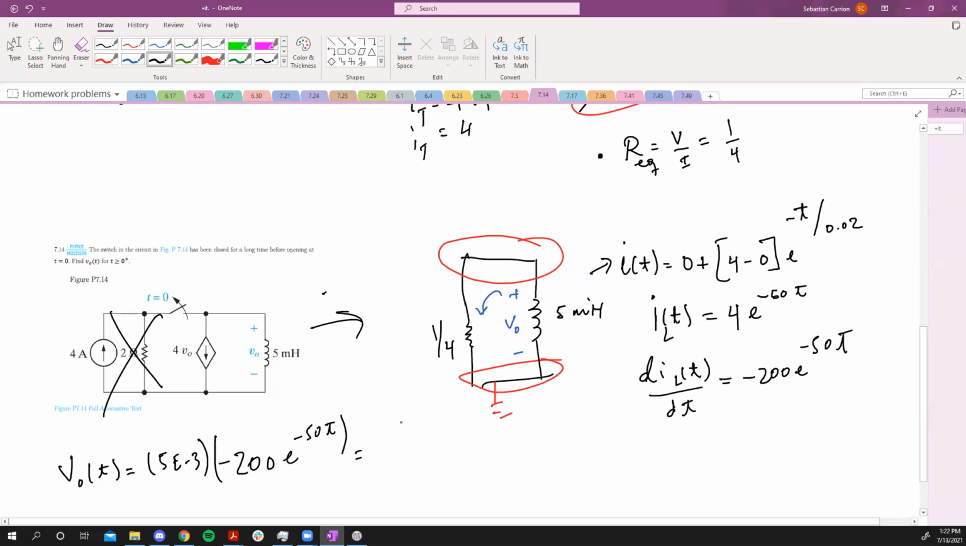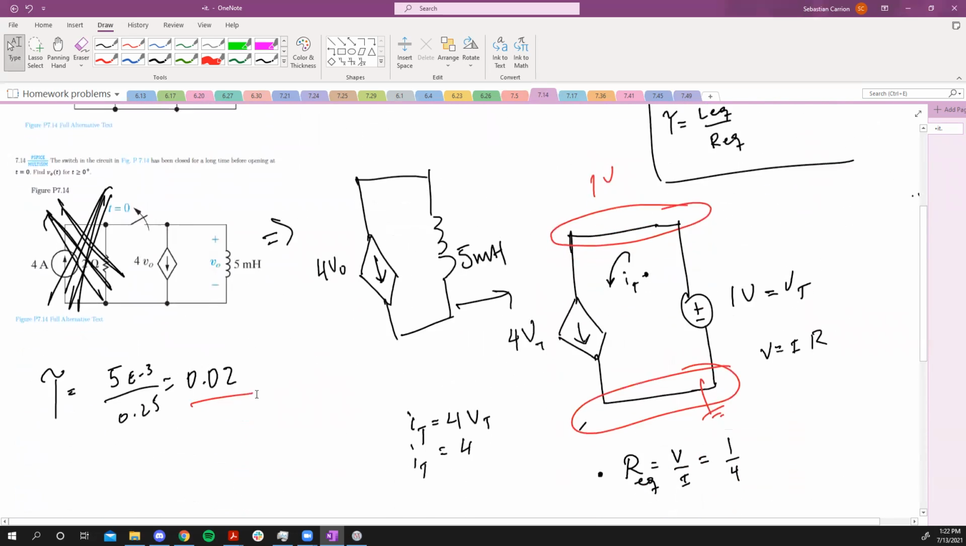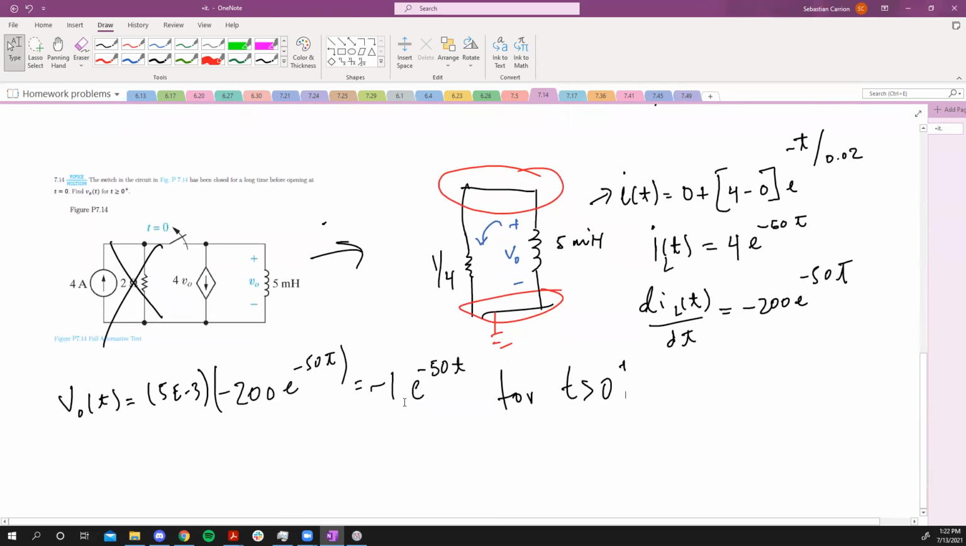That's 5e to the negative 3 times that, so it's going to be negative 1 e to the negative 50t for t greater than 0. And yeah, this is the solution to our problem.